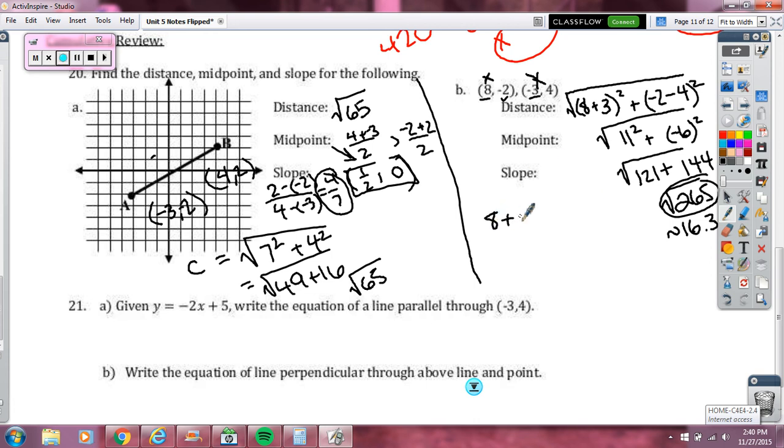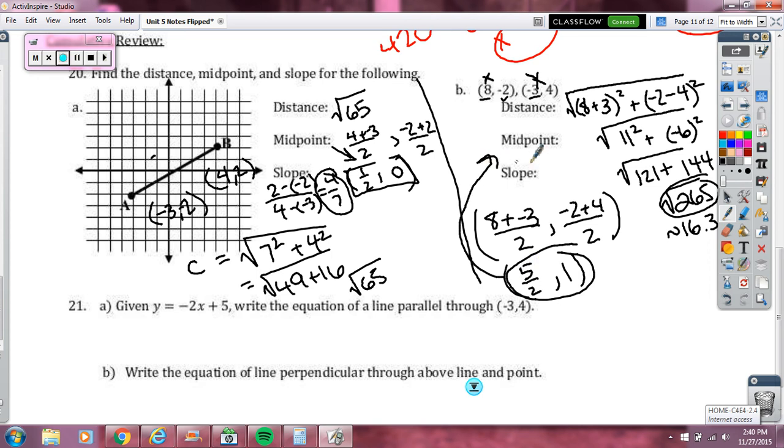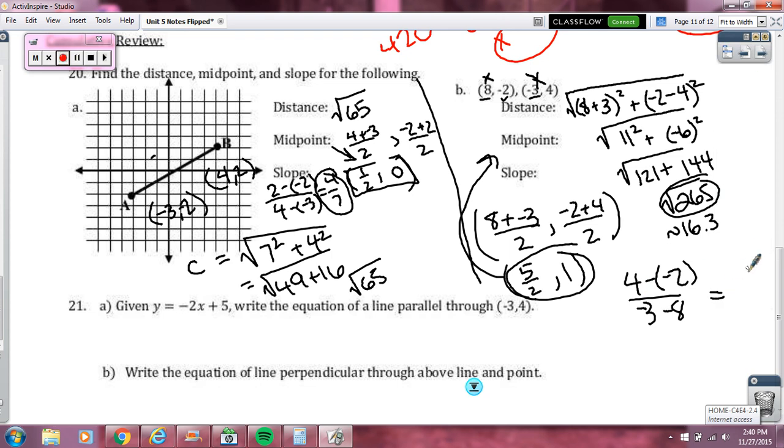Midpoint, x plus x divided by 2. Y plus y divided by 2. And simplify. So 8 minus 3 is 5 over 2. -2 plus 4 is 2 divided by 2, which is 1. So there's our midpoint. Last one, slope. Y minus y, x minus x. 4 minus -2 is 6. -3 minus 8 is -11, so there's my slope.